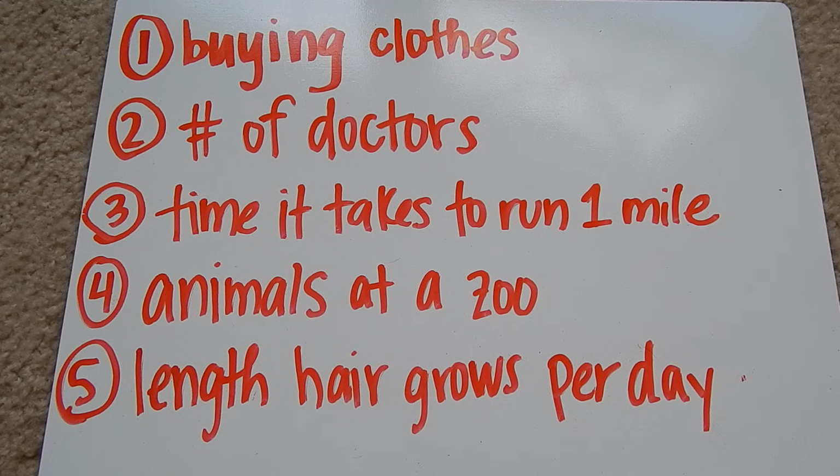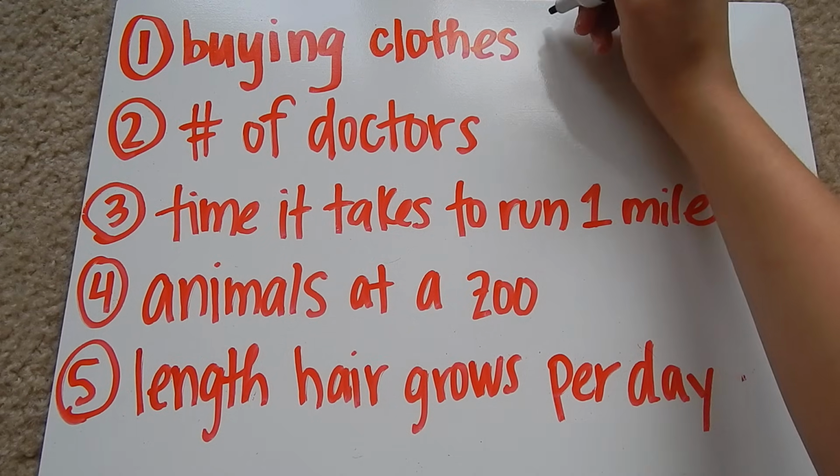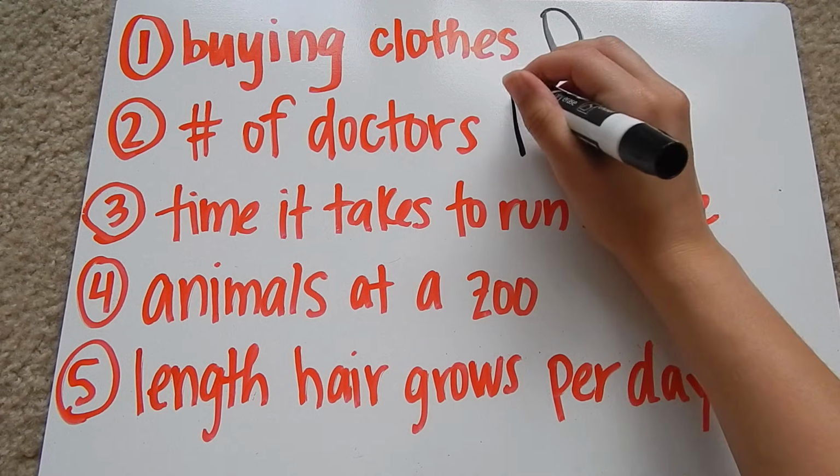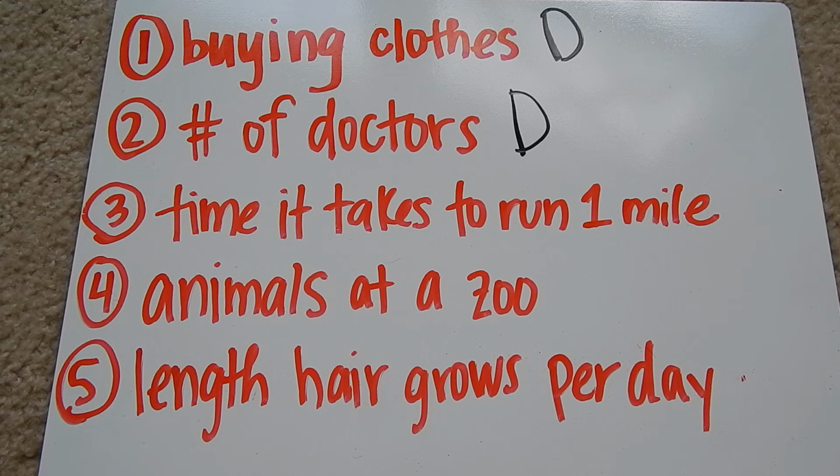So the last things we're going to do here are determine whether these problem situations are discrete or continuous relationships. So number 1, buying clothes. Well, if we look at clothes, we count clothes. We don't measure clothes. So that would be a discrete relationship. Number 2, the number of doctors. Doctors are also something we count. And remember, we talked about we can't have half a person. So doctors would be discrete.